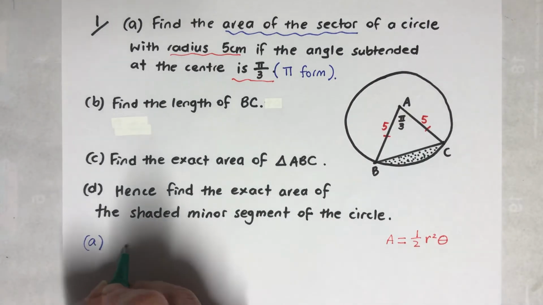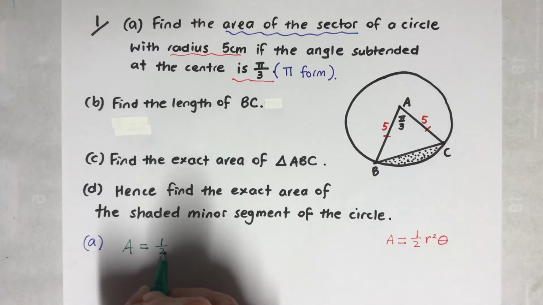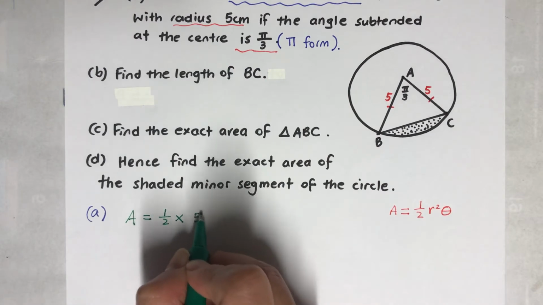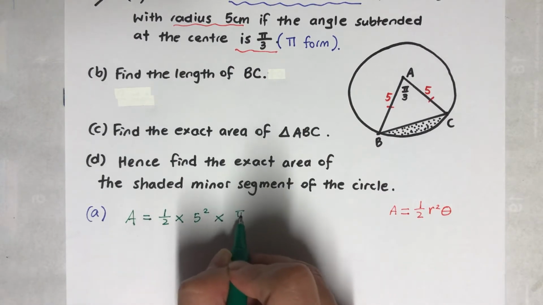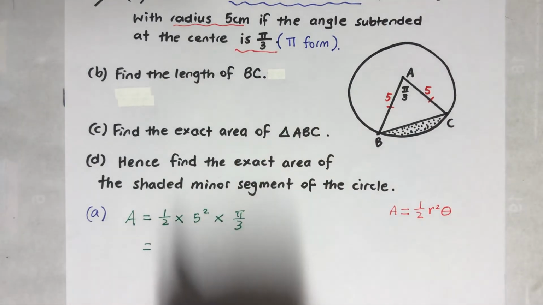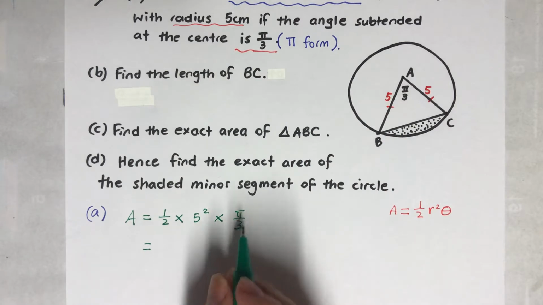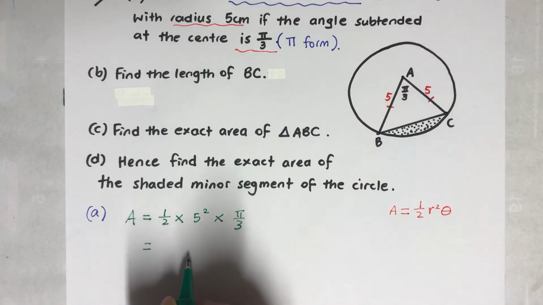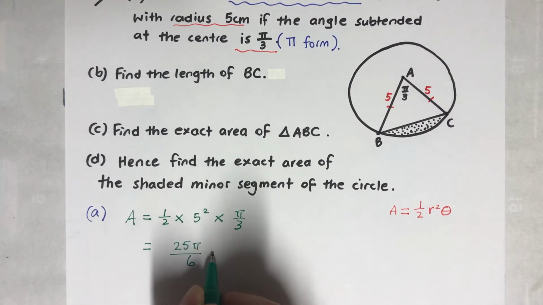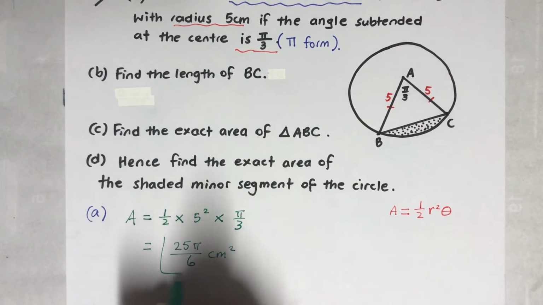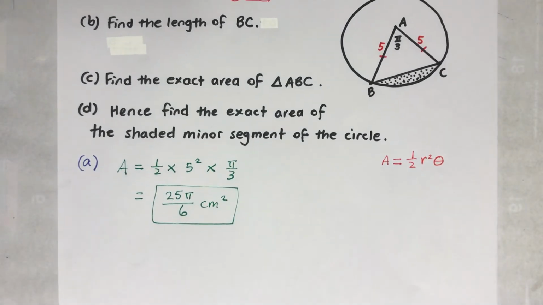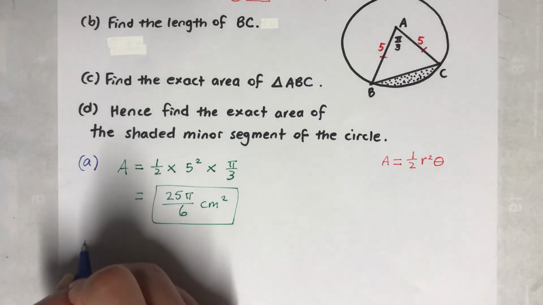Okay, so area equals half times, I'll push up a little, r is 5 squared times theta, which is pi over 3. Now I want the answer to be in pi form, so I don't want to use a calculator for pi. I'm just going to leave it. So what I got is 25 pi over 6 centimeters squared. Okay, so that's what I've got. That's part A.